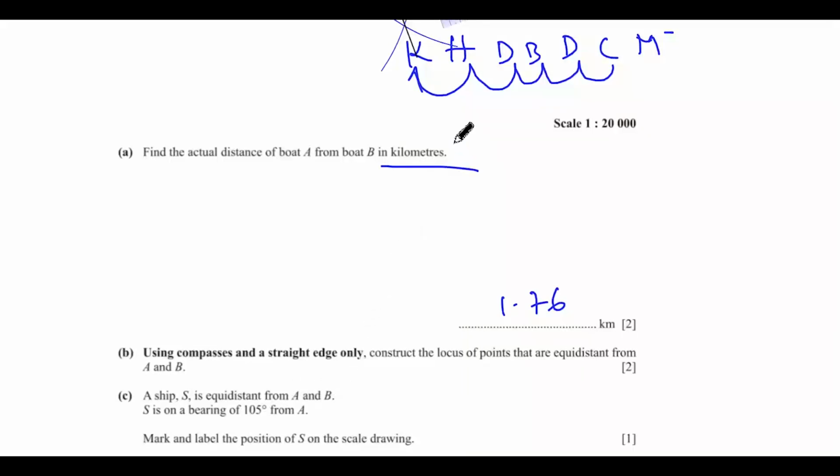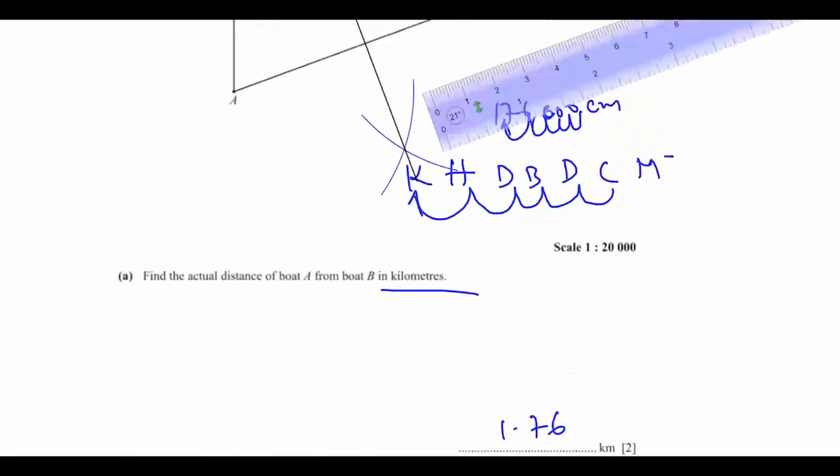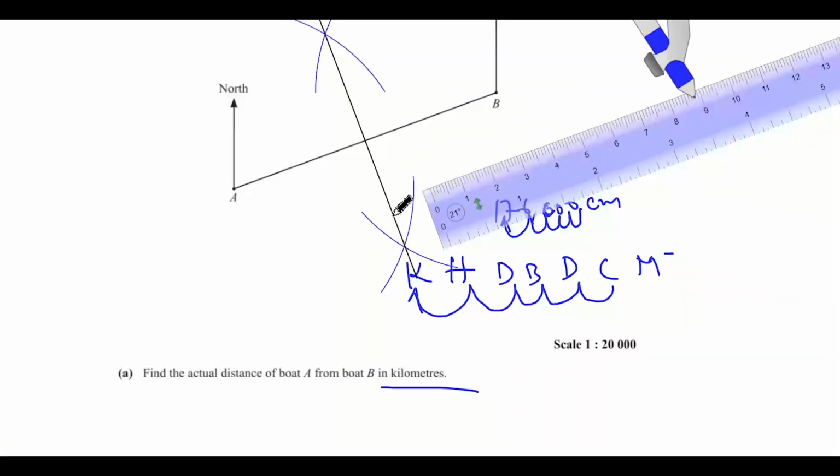That means it is on that perpendicular bisector of length AB. So S is on a bearing of 105 degrees from A. Mark and label the position of S on the scale drawing. Okay, so point S will be somewhere here, because it is equidistant from A and B. So we need to measure the angle, which is 105 from A. So if you have something like this, then we need to measure 105.